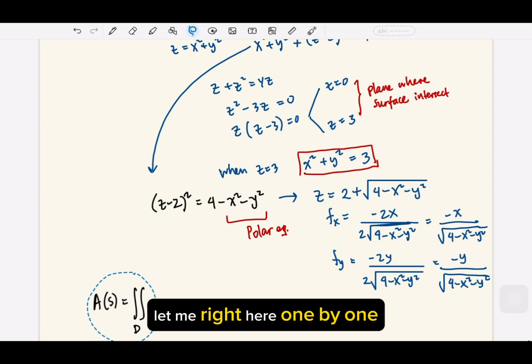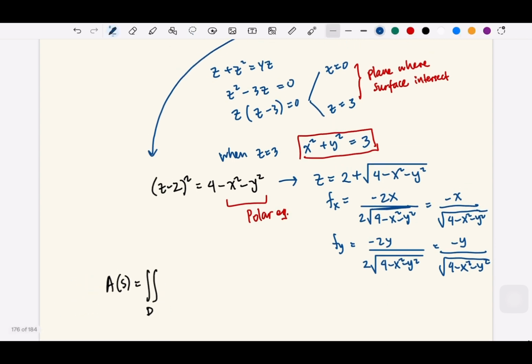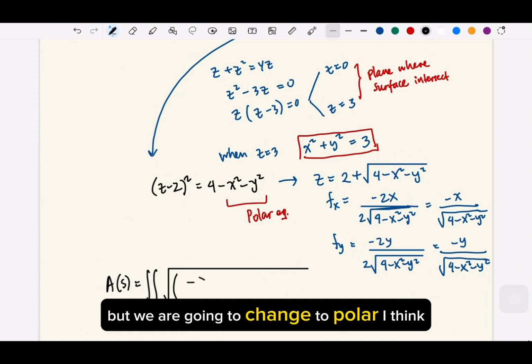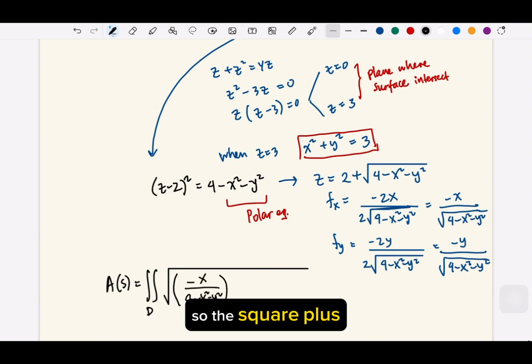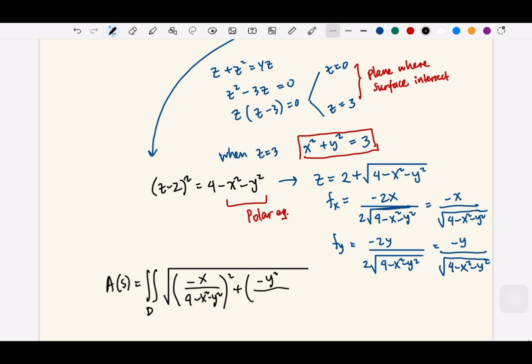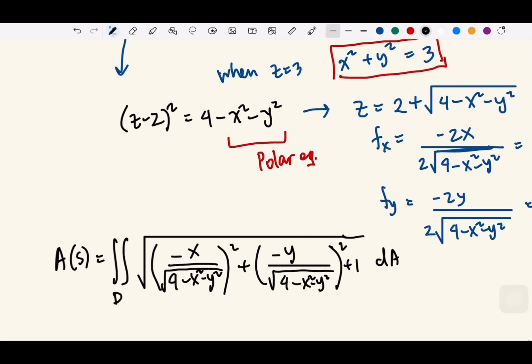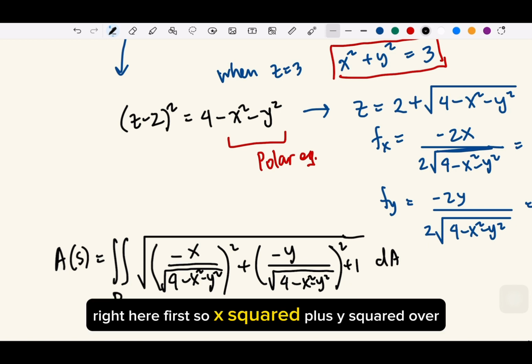Let me write here one by one. So this is if we write in the XY, but we are going to change to polar, I think. So the square plus. Now we are going to change to polar. So first we take the square, this is x squared, y squared. So x squared plus y squared is the same denominator. So x squared plus y squared over.